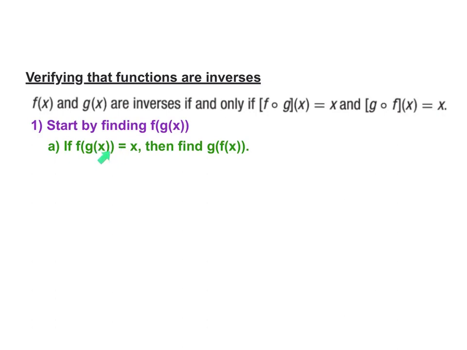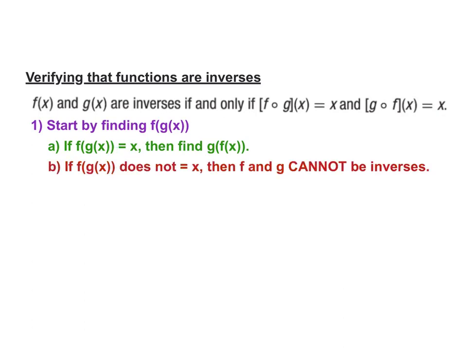So if this ends up happening, and this is true, then you go on and find g of f of x. So if it equals x, then we go on and find g of f of x. If it doesn't equal x, so it equals something else, and we're going to go through some examples today, then they can't be inverses. f and g cannot be inverses, you just stop. You're done, and you say, it doesn't equal x, they're not inverses, next problem, okay?